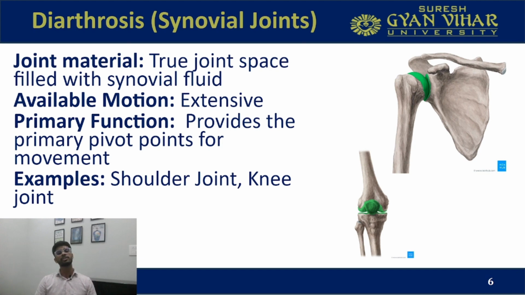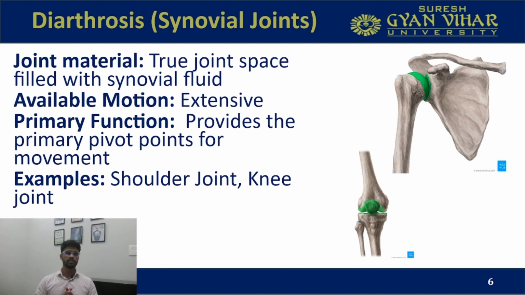And the primary function is to provide the primary pivot points for movement. They are meant for movement. The other previous two joints were not meant for movement, but this joint is meant for movement. It allows a lot of mobility, and the examples are really extensive. It could be the shoulder joint, the knee joint, the hip joint, the ankle joint, or the wrist. A lot of examples are present in our body.